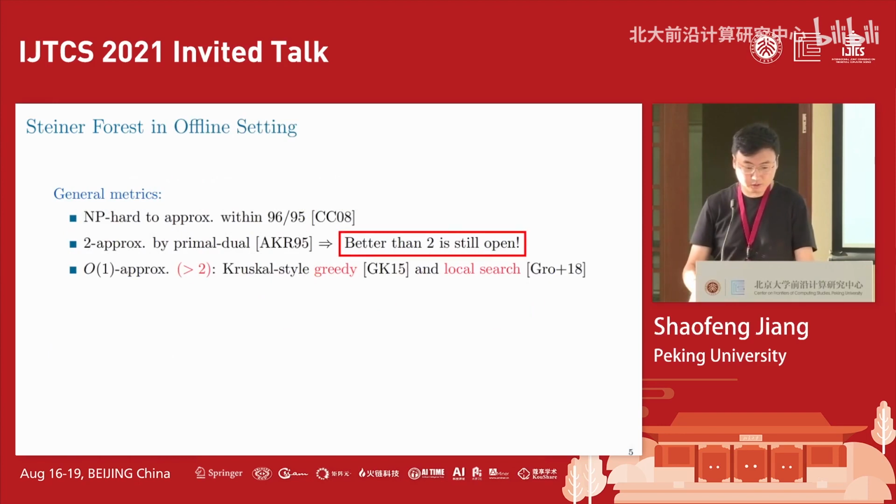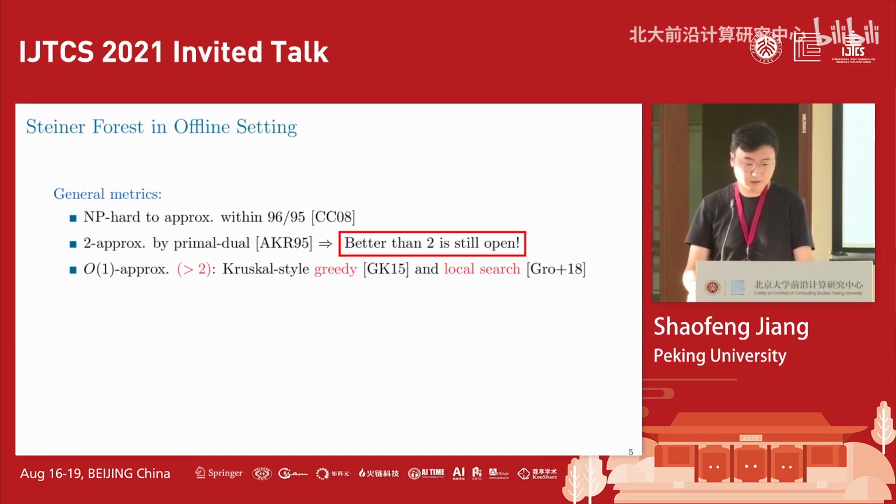Before we go into the streaming setting and present our result, we would like to review some results in the offline setting, because Steiner forest is actually very well studied in the offline setting for decades. First of all, in general metric space, it is NP-hard to approximate within a certain value, currently the best value being 96 over 95. And the current upper bound is actually a 2-approximation by using a primal-dual approach.